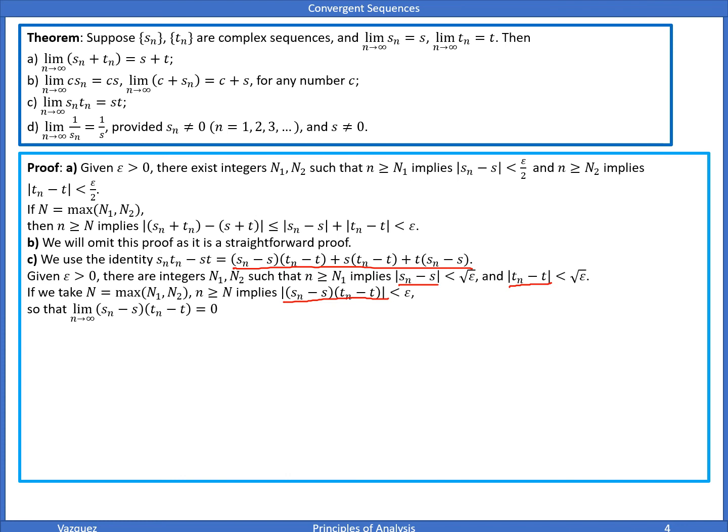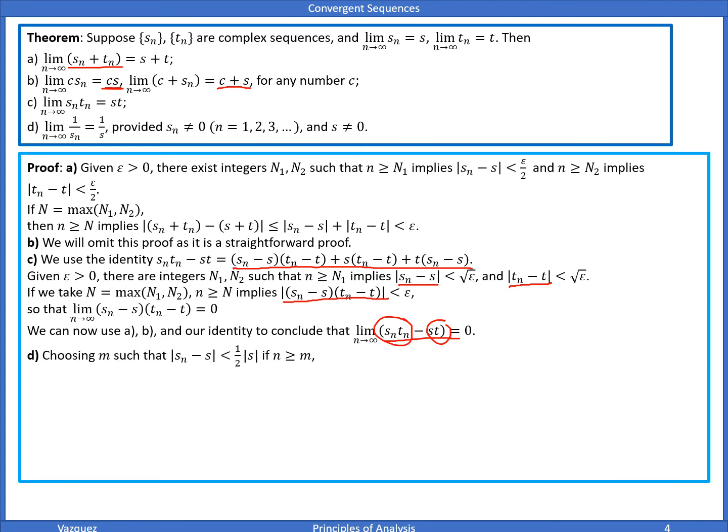Therefore, the limit as n goes to infinity of S sub n minus S times T sub n minus T is equal to 0. What does that mean? That means that we can use this property over here, and this property here, also this one, to conclude that in fact this holds true. That's less than epsilon, or as another way of saying it, the limit as n goes to infinity is equal to 0. Therefore, this sequence converges to ST, the product of S and T.